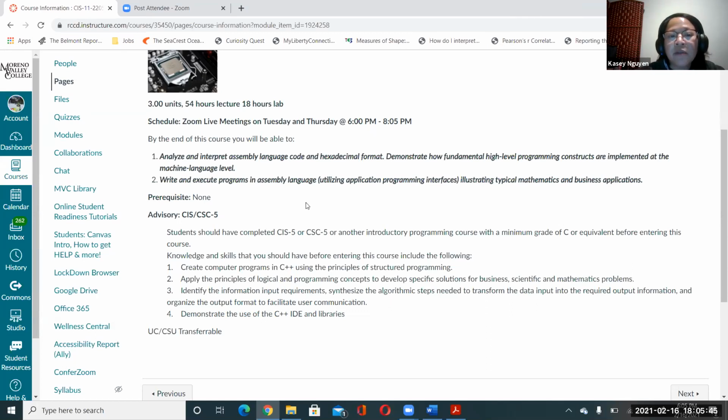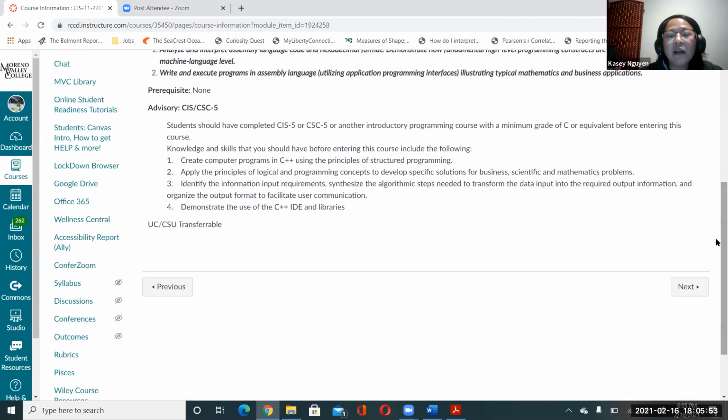And then you will be able to write and execute programs in assembly language, and we are learning LC-3. So as I mentioned before, LC-3 is easy to grasp once you understand how it's structured, the syntax, and how to work with registers. In general, it's recommended that you have taken a programming class such as CIS-5 or CSC-5. If you haven't, I recommend that you take it with this class so you can understand the programming concepts and use them in this class and in your future classes.